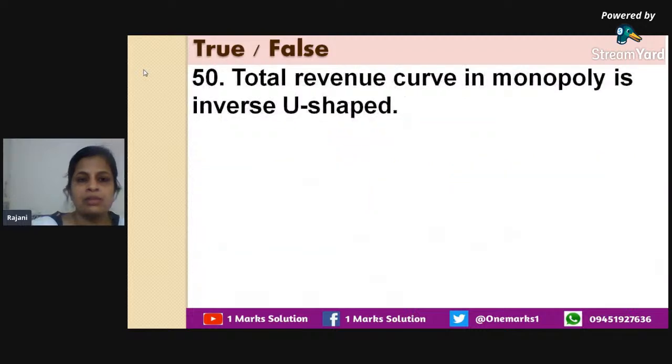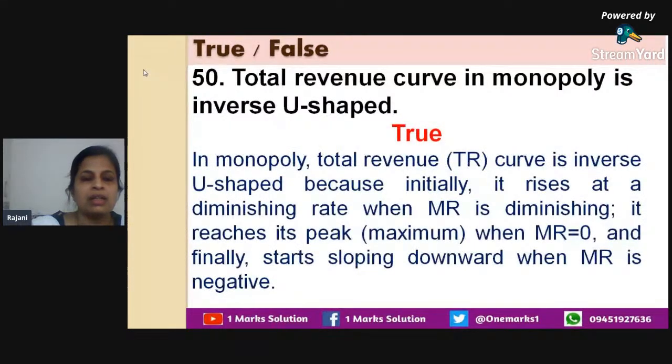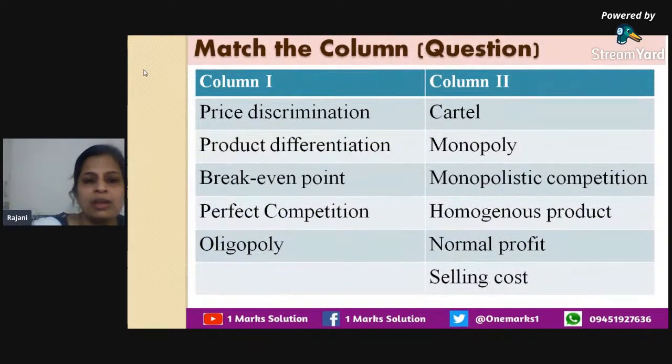So coming to the last one. Total revenue curve in monopoly is inverse U-shaped. Yes, that is the correct one. In monopoly, the total revenue curve is inverse U-shaped because initially it rises at a diminishing rate, when MR is diminishing. It reaches its peak when MR is equal to 0 and finally starts sloping downward. The total revenue curve starts declining when MR becomes negative. So it is inversely U-shaped. Correct statement.